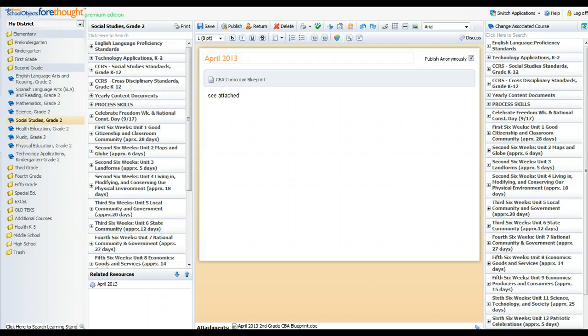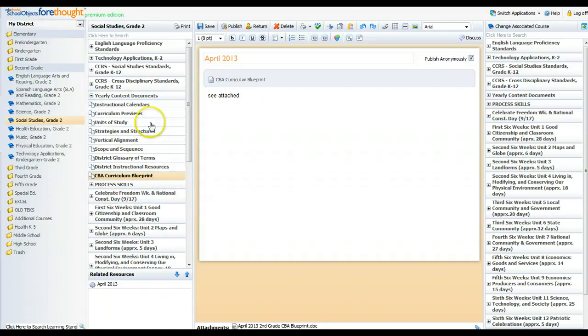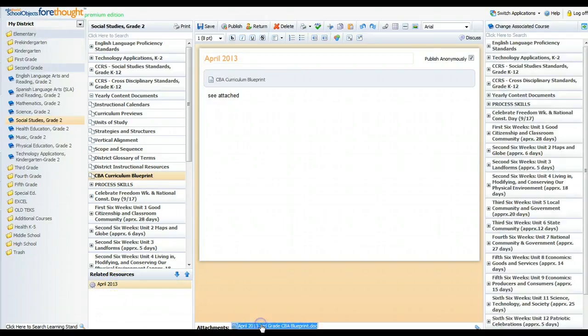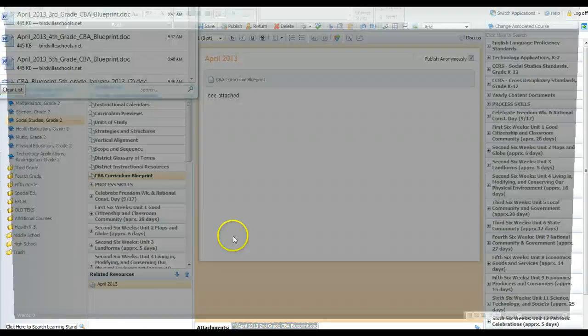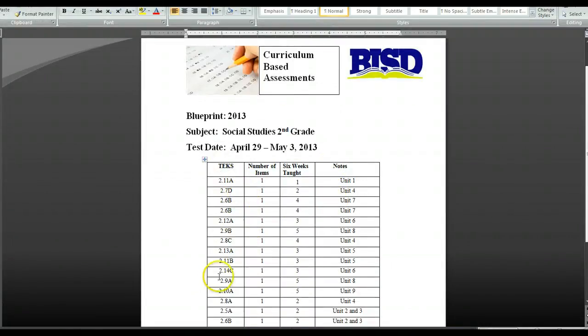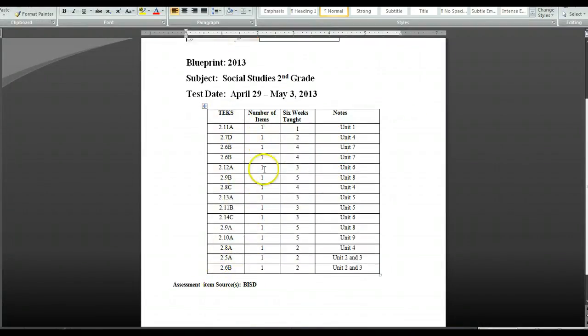So right here, I'm in the scope and sequence portion of Eduphoria. If you go into this, you'll see right here under yearly content documents, I've added a new section called CBA Curriculum Blueprint. You'll click right here on April 2013. You'll double click. It'll open for you, and here you will have every TEK that I'm talking about, the number of items, the 6 weeks taught, and the unit so that you can find it.